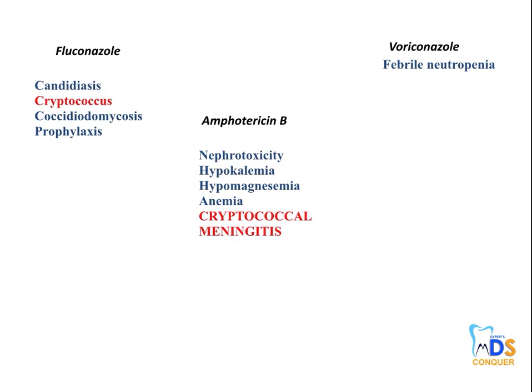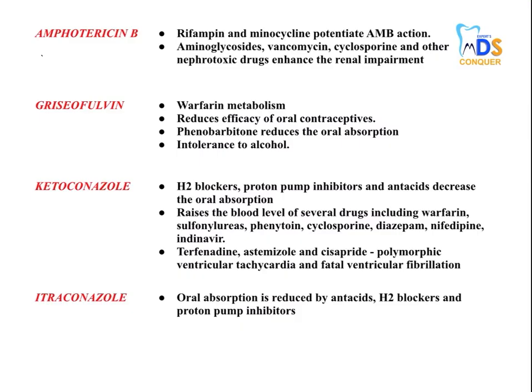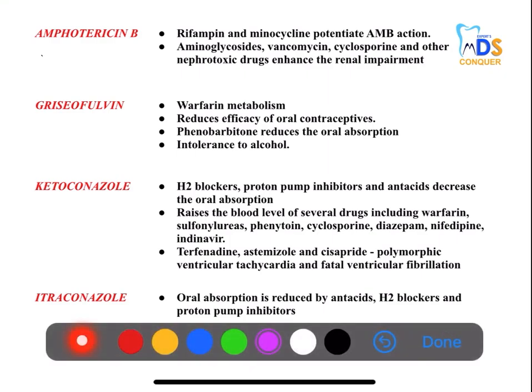The important points have been given here, very, very important points. The side effects also: amphotericin is nephrotoxic, and it can cause hypokalemia, hypomagnesemia and anemia. Just have a look. Again, the important points related to each drug are clearly given here. So for amphotericin B, these are the drug interactions and all that.